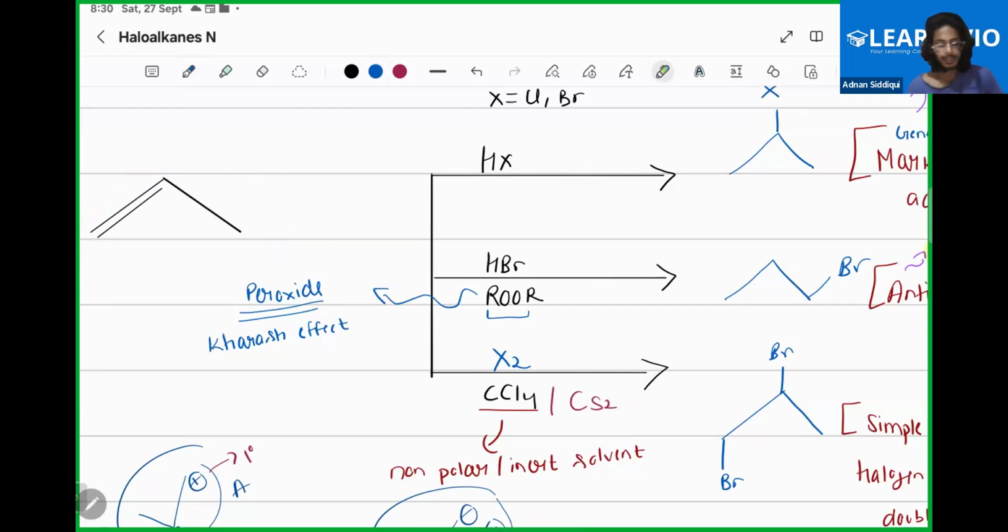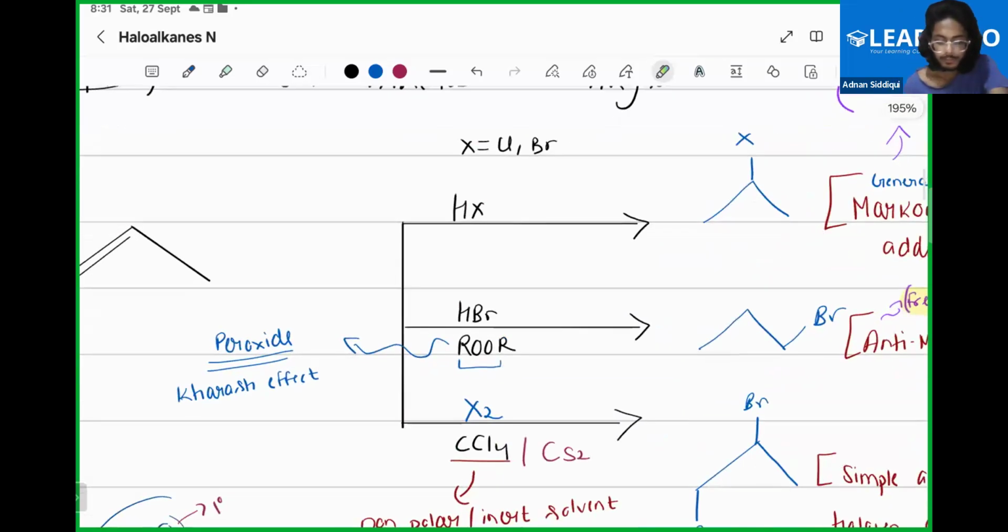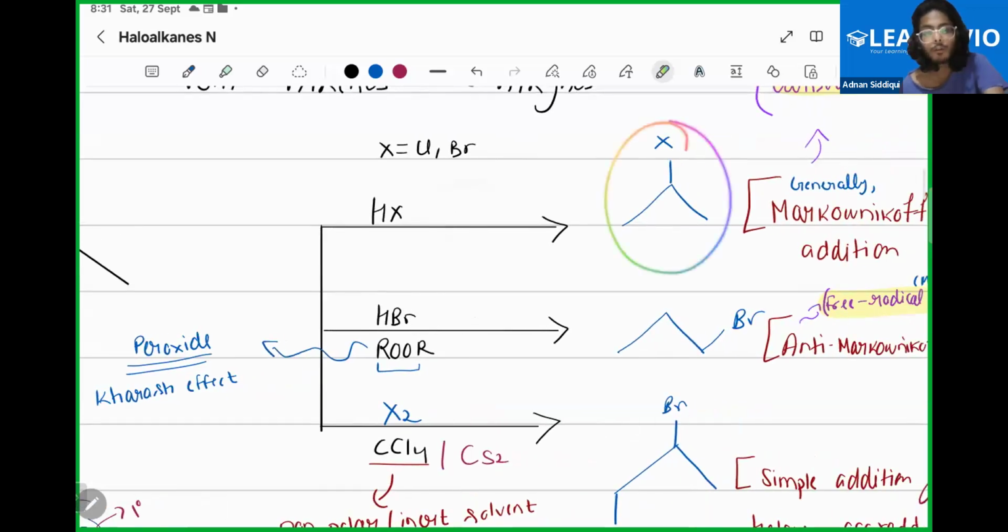Yes, it is an alkene. So have you heard about Markovnikov addition and anti-Markovnikov addition? If not, okay, good. If you have heard about it, then very good. Now, if you have to prepare haloalkanes from alkenes, the reagent that you are going to use is HX. It could be HCl, it could be HBr. If you are simply adding HCl or HBr, then the product that you are getting is the Markovnikov product.